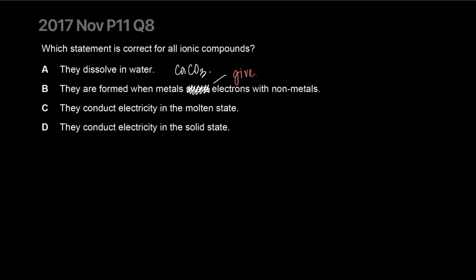They conduct electricity in the molten state. Isn't that true? Because the ions are free to move. That's true. They conduct electricity in the solid state. Not on my life. Nope. Because the ions are locked in place, they cannot carry any electrons around. So the correct answer is C.